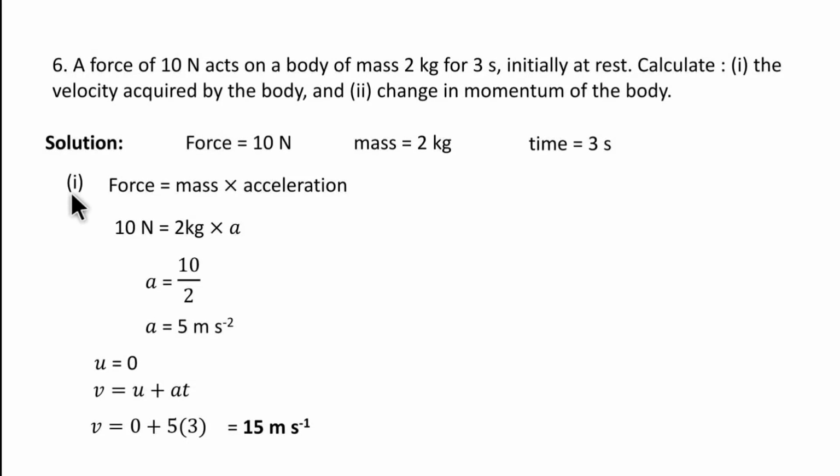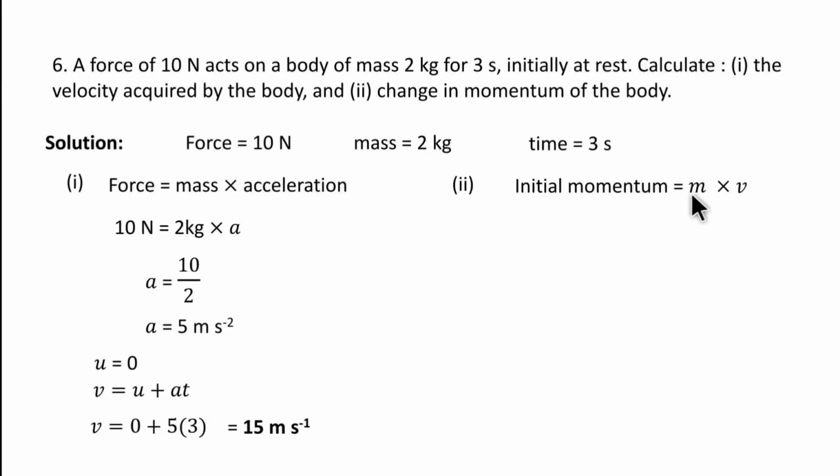Next is part 2. We have to find the change in momentum of the body. Now, change in momentum means we'll find out the initial momentum and the final momentum, and we'll find the difference, that will be the change in momentum. So, initially, the momentum of the body was m into v.